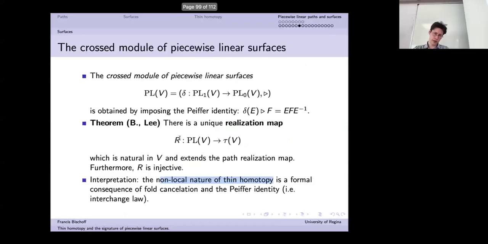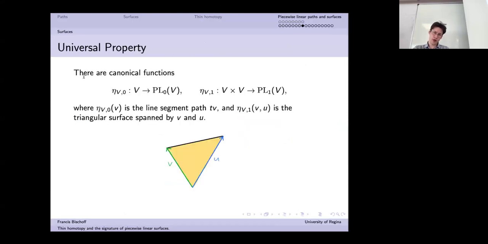Okay, so now I want to explain the universal property of this PLV. There are two canonical functions into this. You have a map from V to PL0V, which I described before: you take a vector and send it to a line segment. And then you have this map A to 1 from V cross V into this group of surfaces. Given two vectors, you take the triangular surface spanned by V and U.